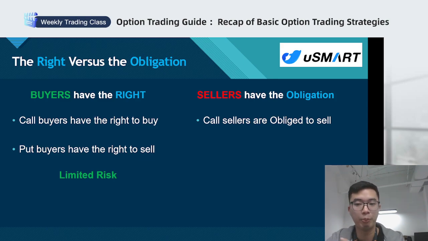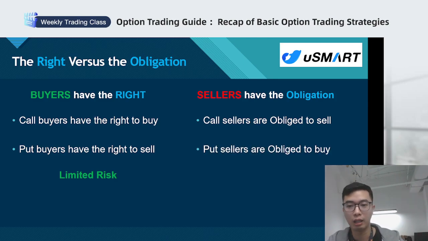So the call sellers are obliged to sell. The call sellers are obliged to sell means that the call sellers cannot decide to sell or not. When the call buyers want to exercise their rights to buy, the call sellers have to sell. They cannot say no. And when the put buyers have the right to sell, the put sellers are obliged to buy. It means the put seller cannot say no when the put buyers want to exercise the right to sell their options.